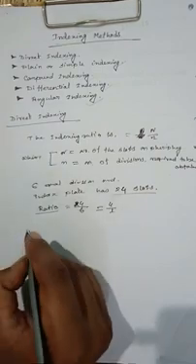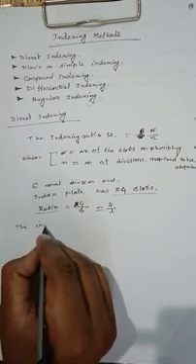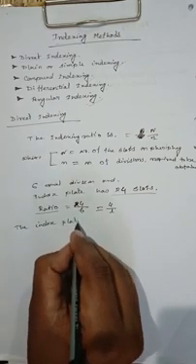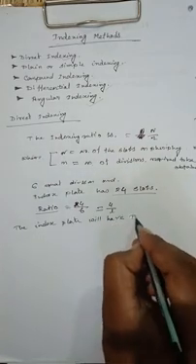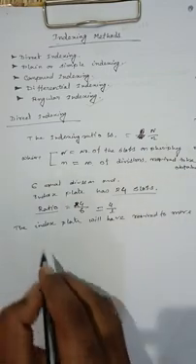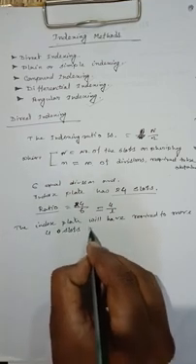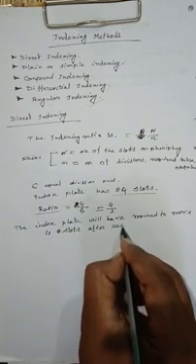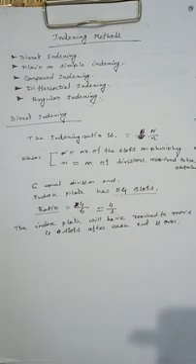That means the index plate is required to move 4 slots after each cut is over. That means after each cut, the indexing plate will move 4 slots.